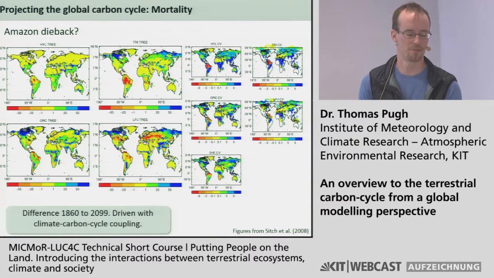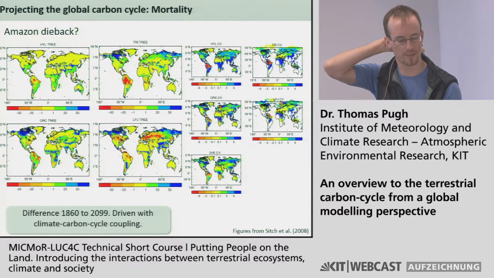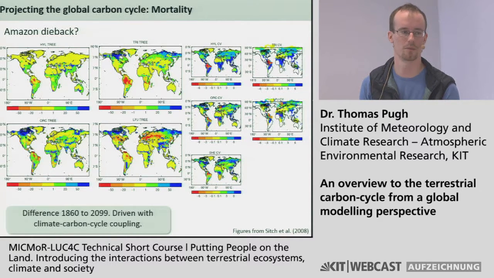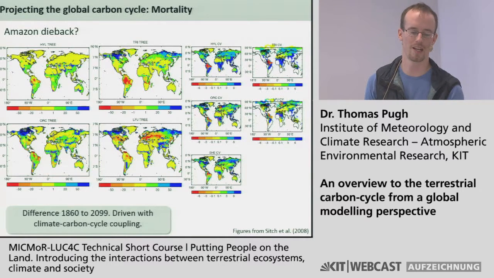The other thing I'd just briefly highlight is this issue of Amazon dieback, which resulted from a paper in the early 2000s by Peter Cox and colleagues at the Met Office in the UK, and they ran the Hadley Centre coupled climate model, and they simulated almost complete loss of the Amazon rainforest by 2100, which was quite unexpected and made quite a shock in the community when it came out.